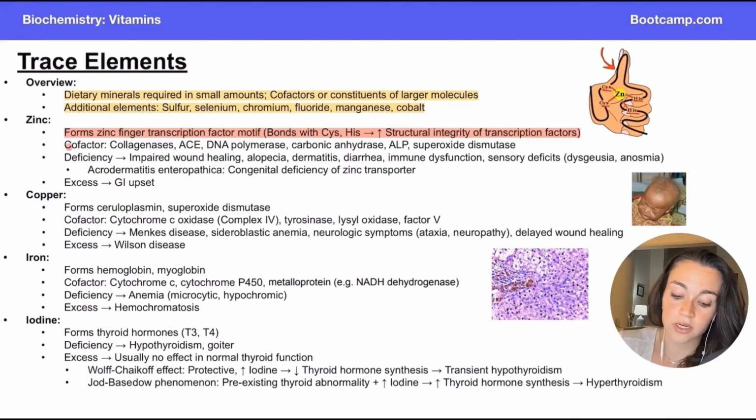Now, zinc also has some other functions, namely as a cofactor. Zinc is a cofactor for collagenases, the angiotensin converting enzyme, or ACE, DNA polymerase, carbonic anhydrase, ALP, or alkaline phosphatase, and superoxide dismutase.